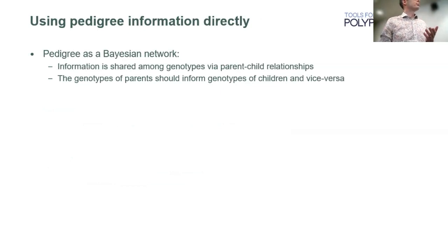The second approach, using the pedigree information directly, is basically treating the pedigree structure as a Bayesian network. The idea here is that information in the parent genotypes tells you something about what the progeny genotypes are likely to be, and the inverse is also true. So if you have a large number of progeny, the haplotypes present and the frequencies of those haplotypes in the progeny should tell you something about the parental samples as well. And so you have this kind of bi-directional sharing of information throughout the pedigree.